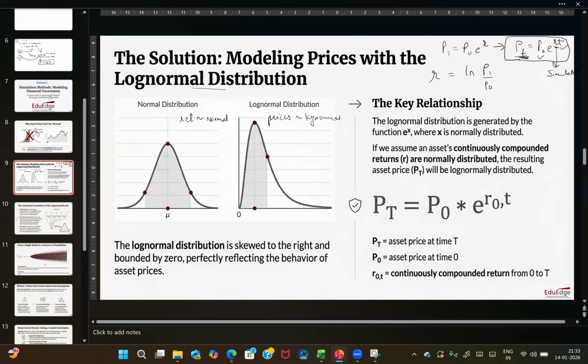This, please note, is assuming that returns are normally distributed. So the prices will then follow a log normal distribution. Any questions on this so far?